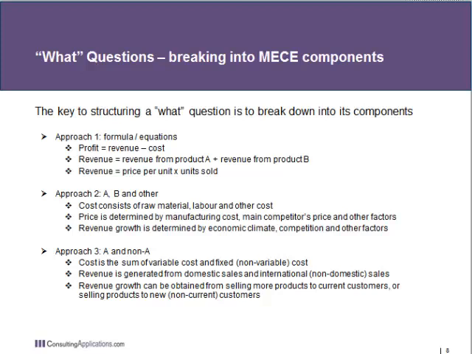And then the third approach is A or non-A. So for example, cost is the sum of variable costs and fixed costs. So variable costs and non-variable costs, in other words. Revenue is generated from domestic sales and international sales. So you can see these are 3 different approaches on how you can produce MECE structures.